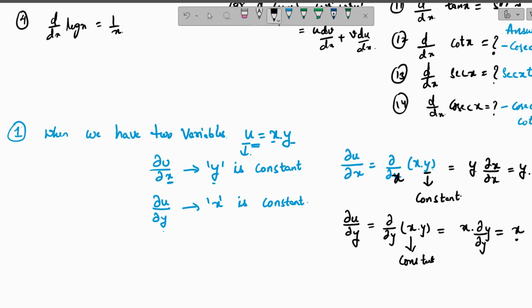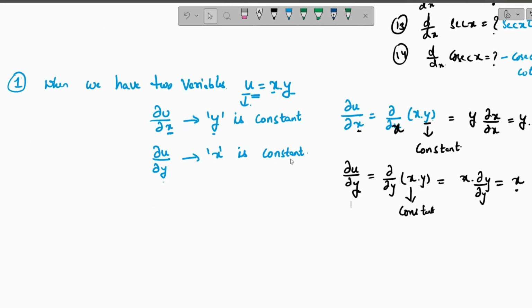Okay. So whenever you are differentiating an expression with respect to x, y should be treated as constant. Whenever you are differentiating the expression with respect to y, x should be treated as constant. Okay. Now similarly, we'll see one more problem.